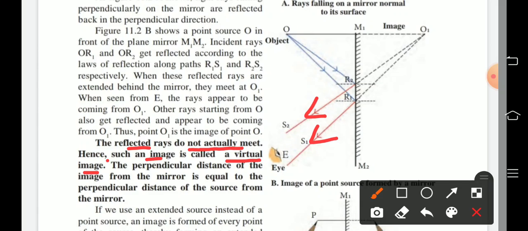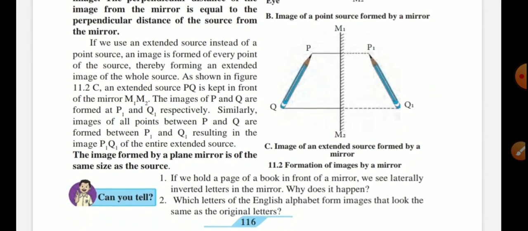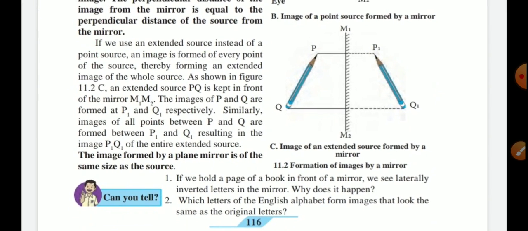Mark this. What is meant by virtual image? The reflected rays never intersect or actually meet each other. So that type of image is called virtual. Virtual means not real. A not real image is called a virtual image. The perpendicular distance of the image from the mirror is equal to the perpendicular distance of the source from the mirror. Next, one more figure given here. Check that. Figure number C.